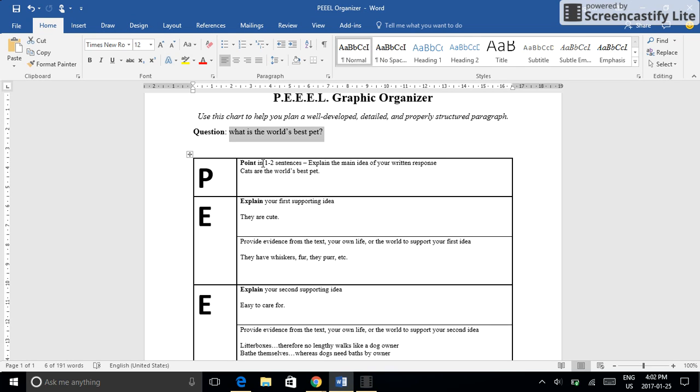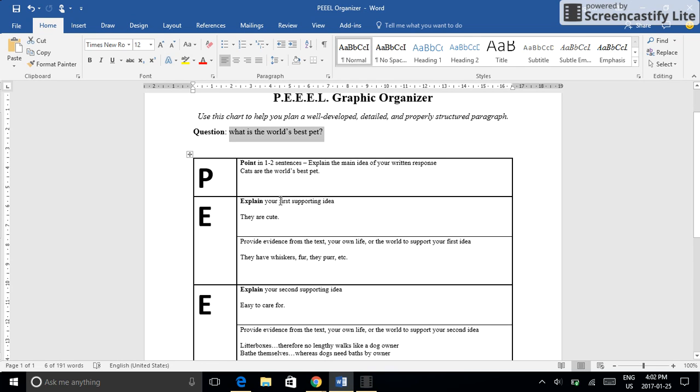So in this example, since we're talking about the world's best pet, my point or my first sentence is going to be, cats are the world's best pet. And as I continue through my organizer, I will be explaining why cats are the world's best pet. So my first example that I'm using is that they're cute.